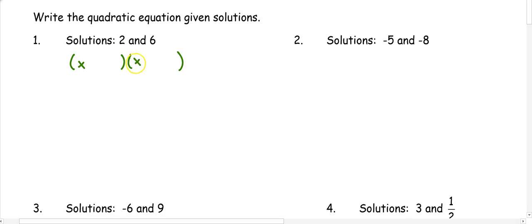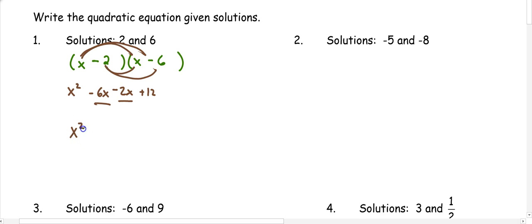Since they were both positive, we're going to make them negative in our parentheses, and then we're going to multiply them together. So x times x is x squared. X times negative 6 is negative 6x. Negative 2 times x is negative 2x. And negative 2 times negative 6 is positive 12. Remember, we have two x terms that we can combine together, so we get x squared minus 8x plus 12.